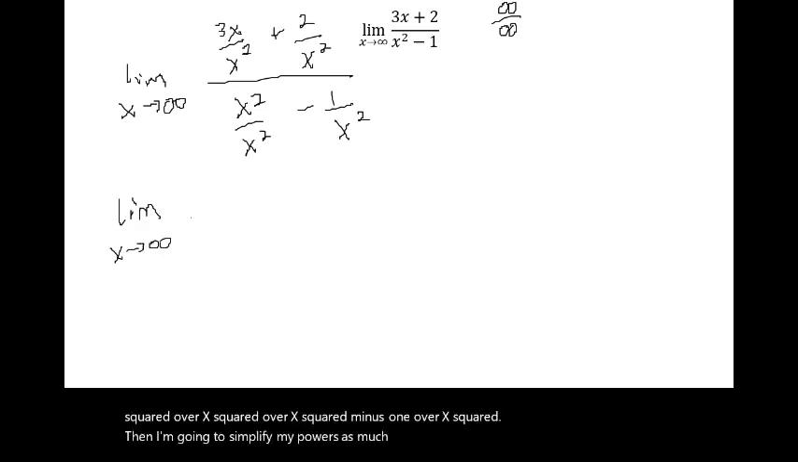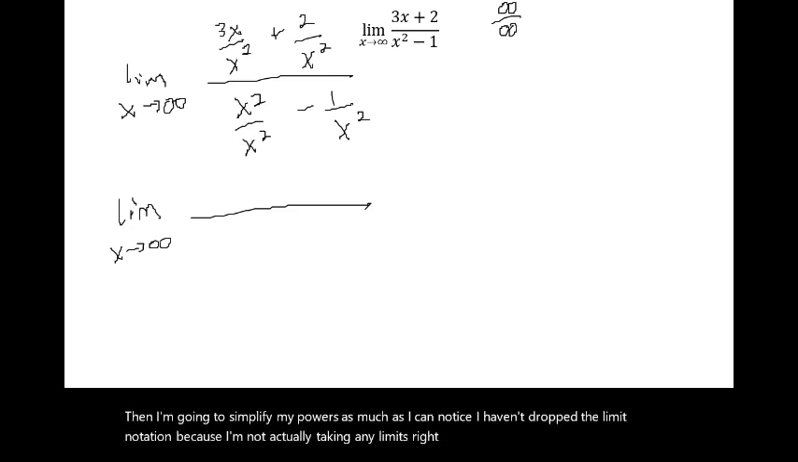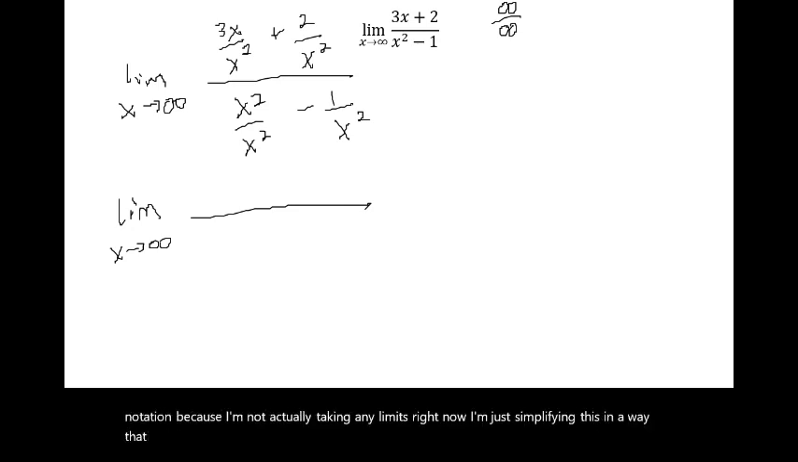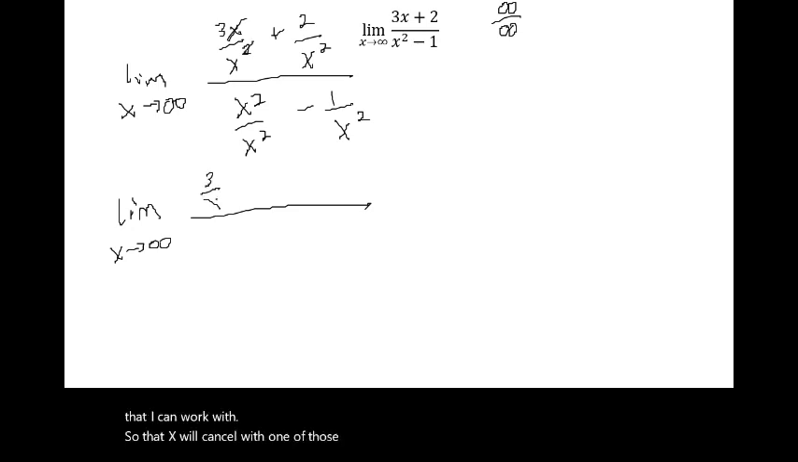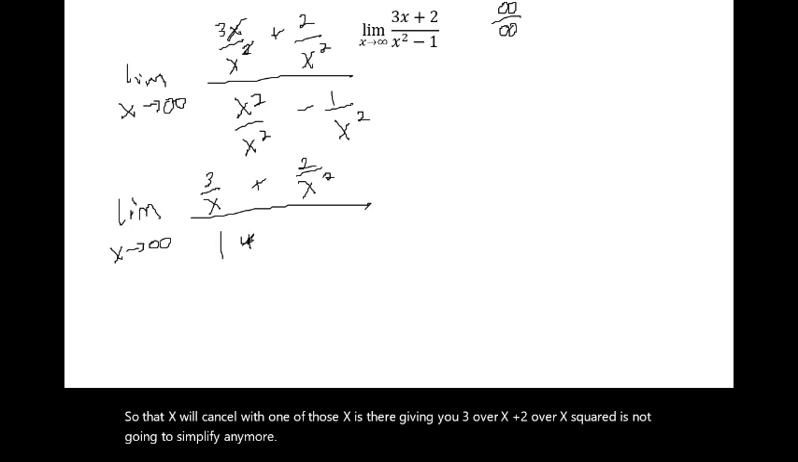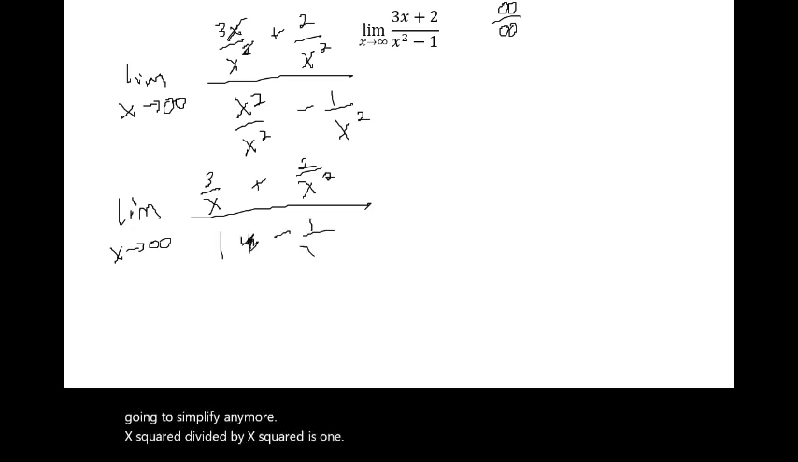Notice I haven't dropped the limit notation because I'm not actually taking any limits right now. I'm just simplifying this in a way that I can work with. So that x will cancel with one of those x's there, giving you 3 over x. Plus 2 over x squared is not going to simplify anymore. x squared divided by x squared is 1. And then minus 1 over x squared. So then I'm going to direct substitute infinity again.